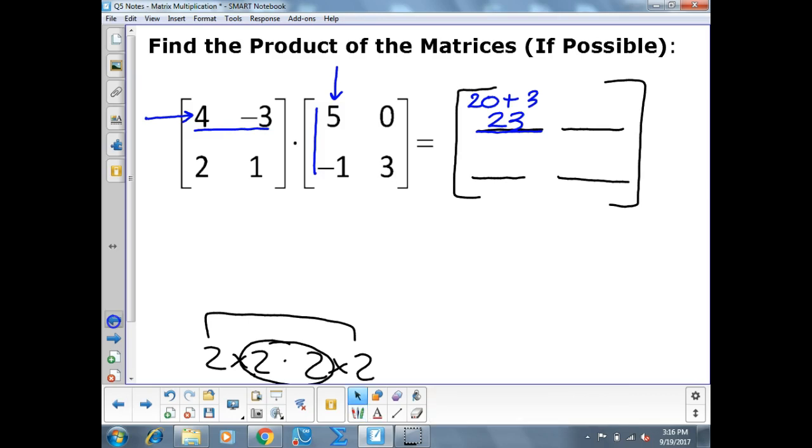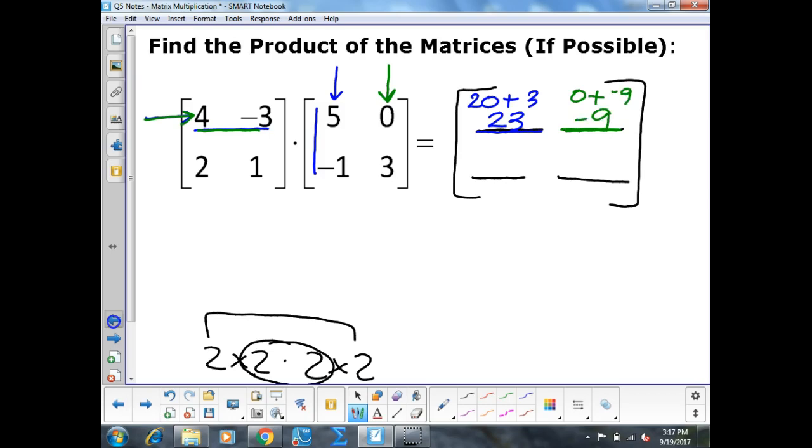If I want to jump across and fill in this element right here, now this is row 1, column 2. So I'm going to go across row 1 yet, but now I'm going to go down column 2, and I'm going to multiply. 4 times 0 is 0, plus -3 times 3 is -9, so this is going to be -9.